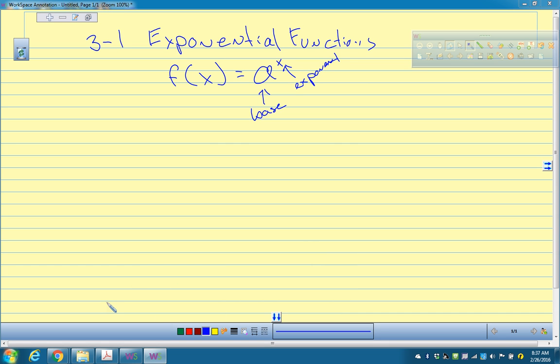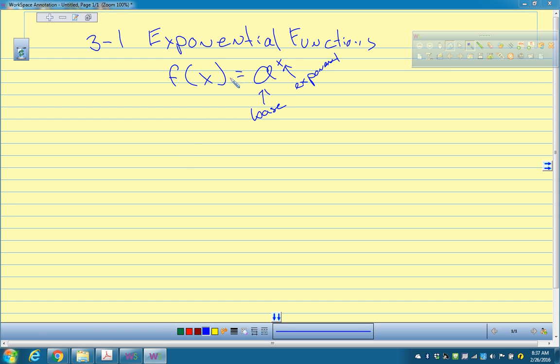Great. So this is section 3.1. Chapter 3 is all about exponential functions and logarithms, which you may have done before. How many of you have seen logs before? So this should be kind of a review for you. Exponential functions and logarithm functions are just inverses of each other. So we teach one and then we teach the other. And then we do some applications and stuff like that. I like this chapter, and I don't think it's too hard, so I think you'll like it too.